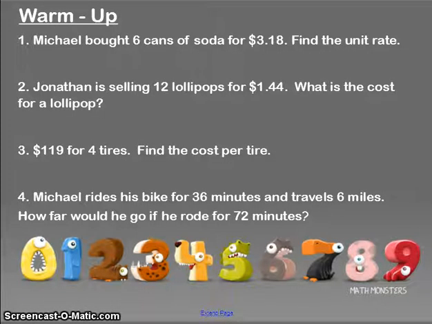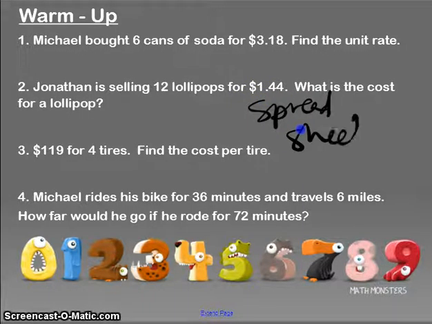All right, your warm-up. You've got 4 questions. Each one looks like it's talking about unit rates. Okay, please make sure you solve them. And then always remember checking your answer in the handy dandy spreadsheet.